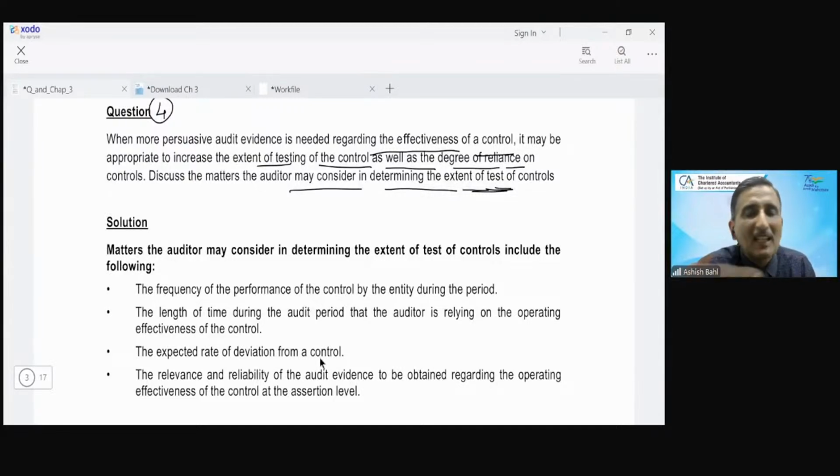So this question, a similar question phrased in slightly different language, has also come, but the answer to both of the questions is virtually the same.